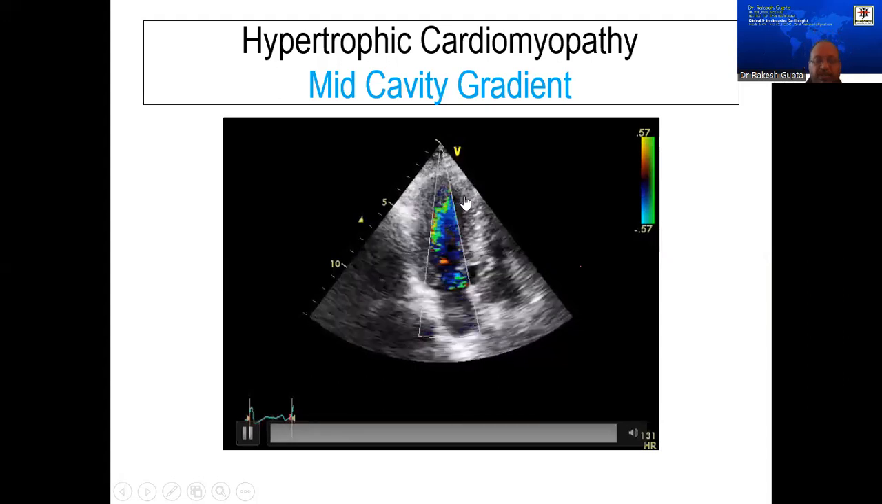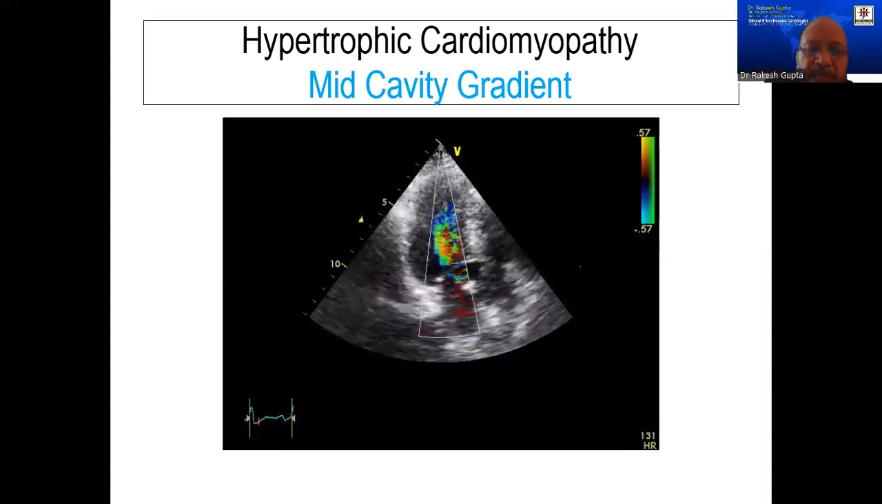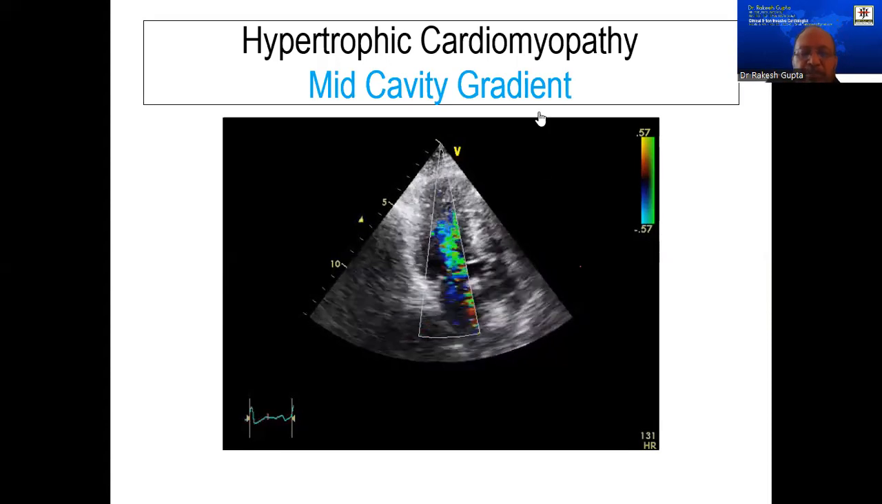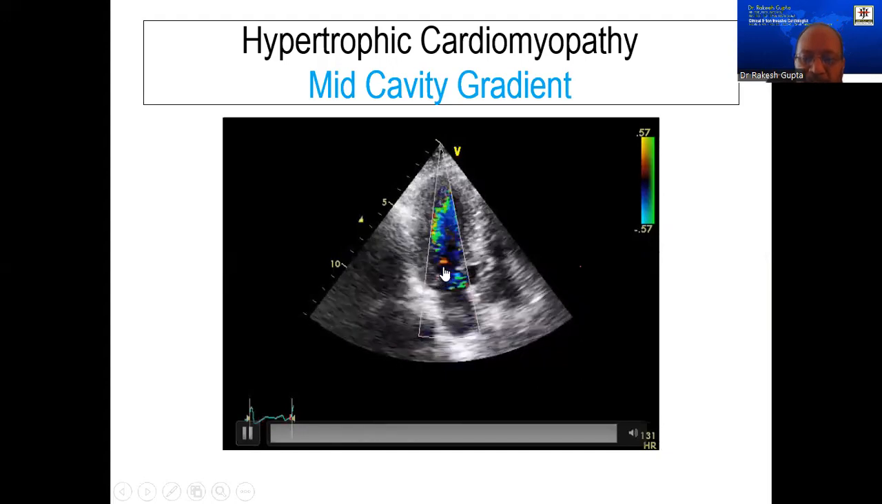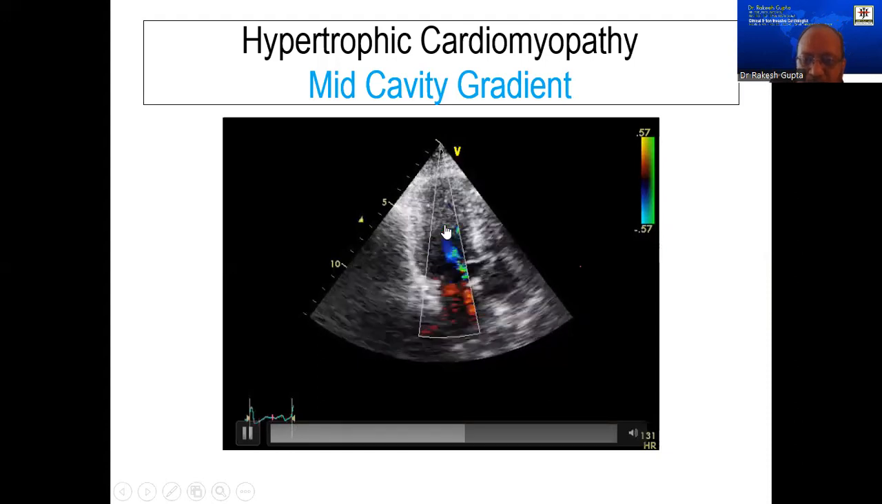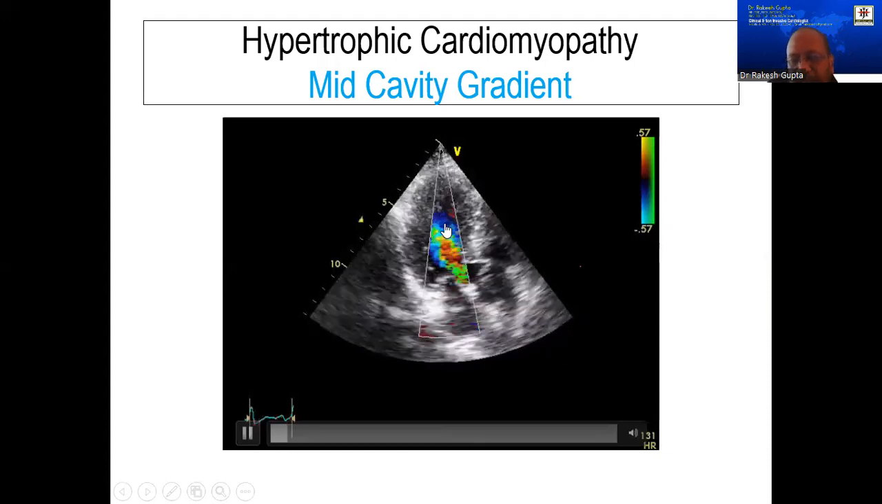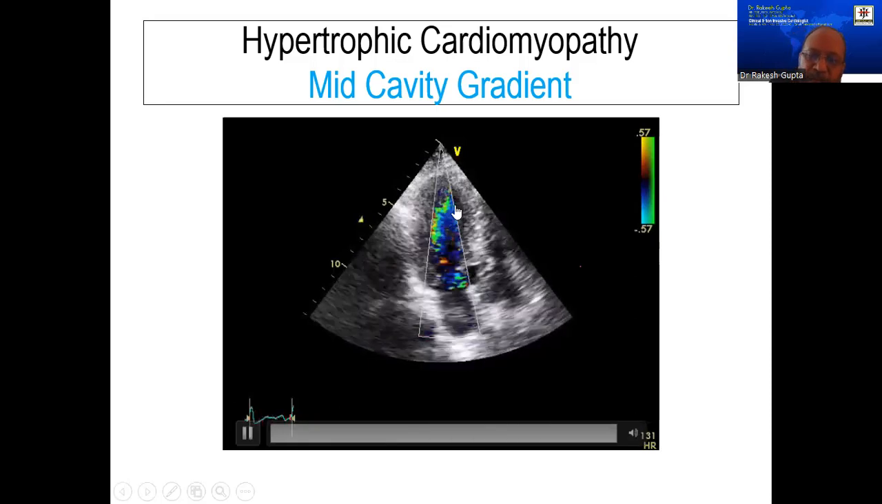Now many of you will ask me, how do I look at the mid-cavity gradients? It's a very simple phenomenon. You take a pulse wave sample volume and put it at the tip of the mitral leaflet and gradually move towards the apex. When you reach over here, you suddenly find that the Doppler spectrum pattern is not contained by the pulse wave Doppler spectrum pattern.